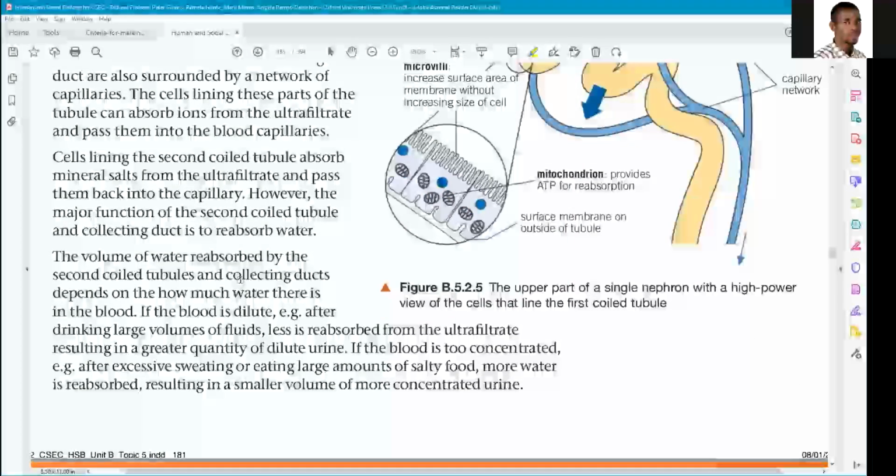Now, the volume of water reabsorbed by the second coiled tubules and collecting ducts depends on how much water there is in the blood. If the blood is dilute, for example, after drinking large volumes of fluid, less is reabsorbed from the ultrafiltrate, resulting in a greater quantity of dilute urine. If the blood is too concentrated, for example, after excessive sweating or eating large amounts of salty food, more water is reabsorbed, resulting in a smaller volume of more concentrated urine.